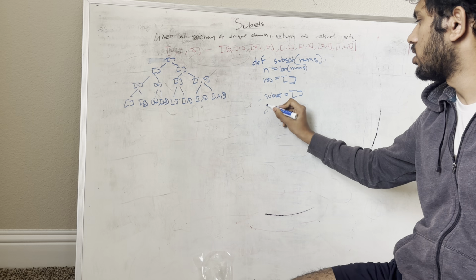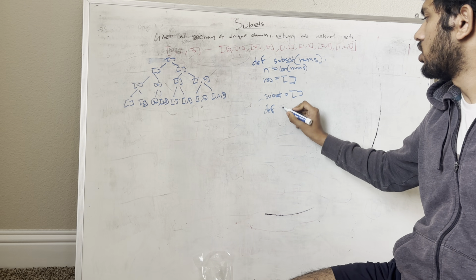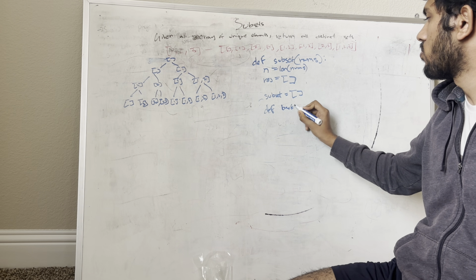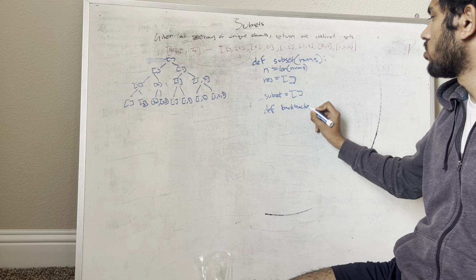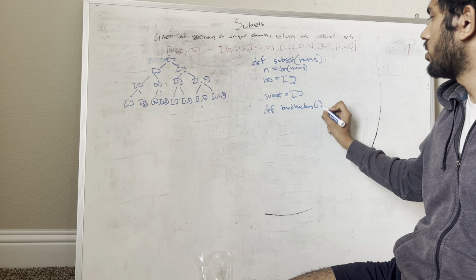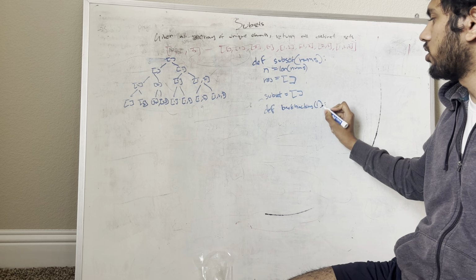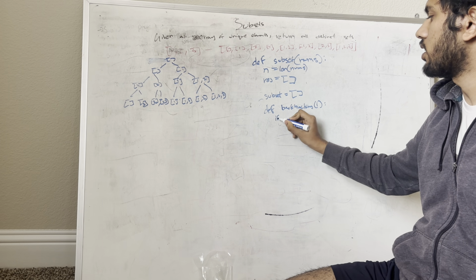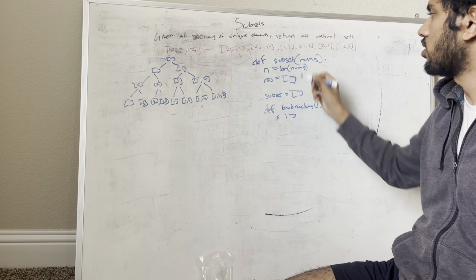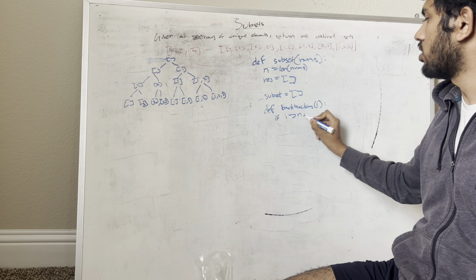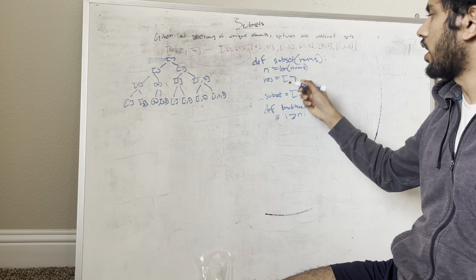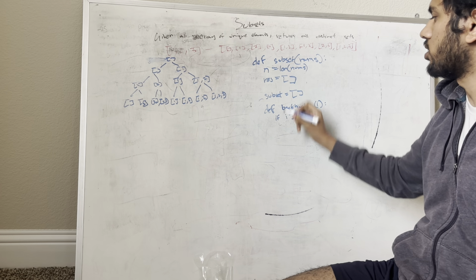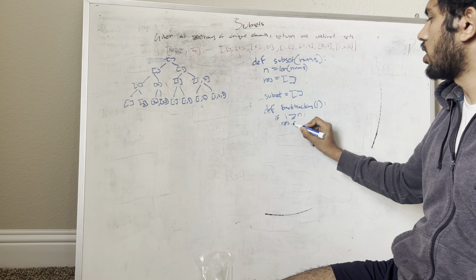Now here comes the recursion part. So here, def backtracking, and i here is just a pointer, and this is what we're going to do. If i is greater than or equal to n, then we can add this subset to the list. So res dot append.